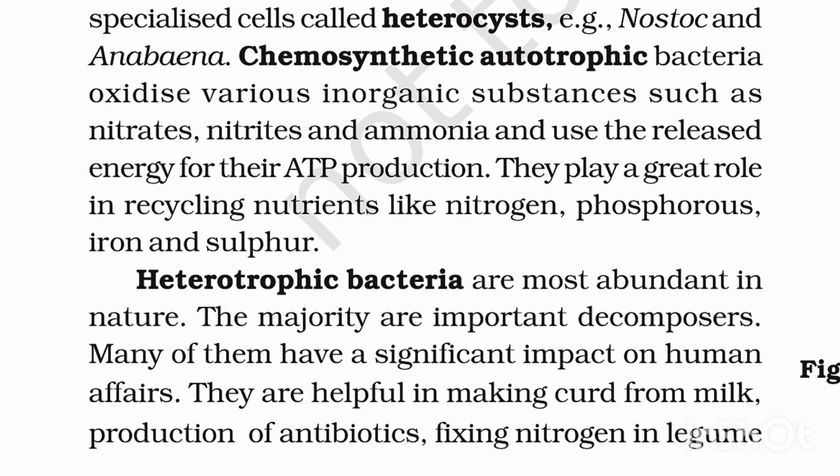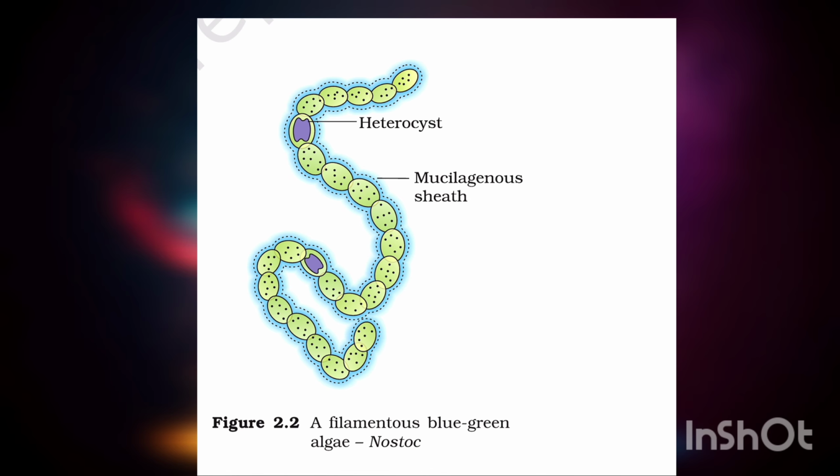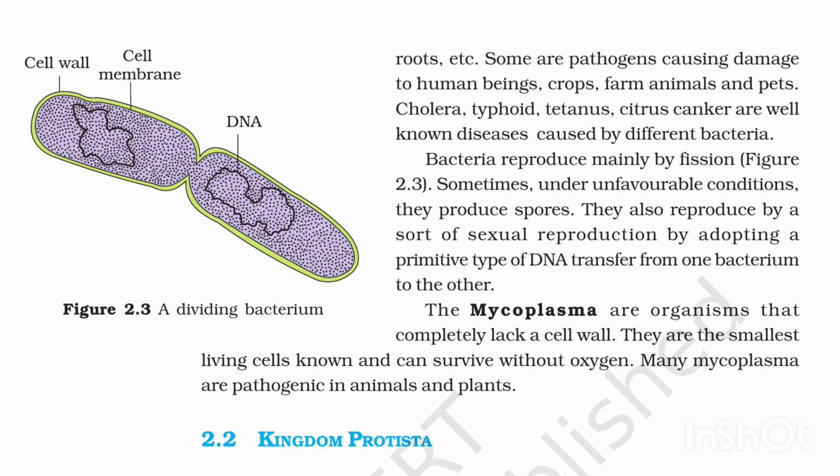Heterotrophic bacteria are most abundant in nature. The majority are important decomposers. Many of them have a significant impact on human affairs. They are helpful in making curd from milk, production of antibiotics, fixing nitrogen in legume roots, etc. Figure 2.2. A filamentous blue-green alga, Nostoc, with heterocyst and mucilaginous sheath. Figure 2.3a. A dividing bacterium, showing cell wall, cell membrane, DNA.